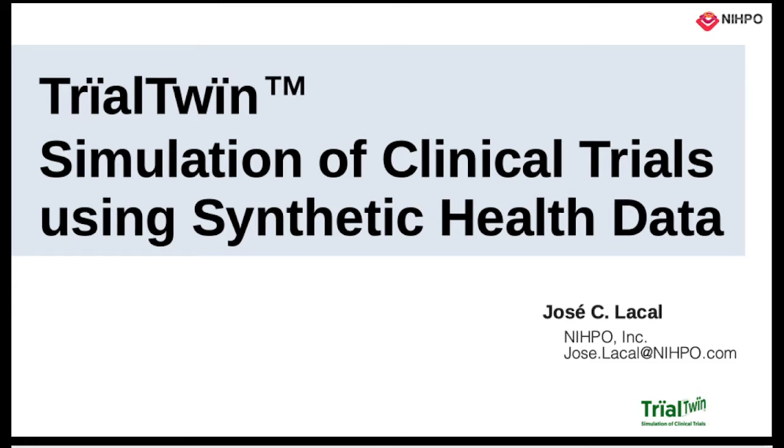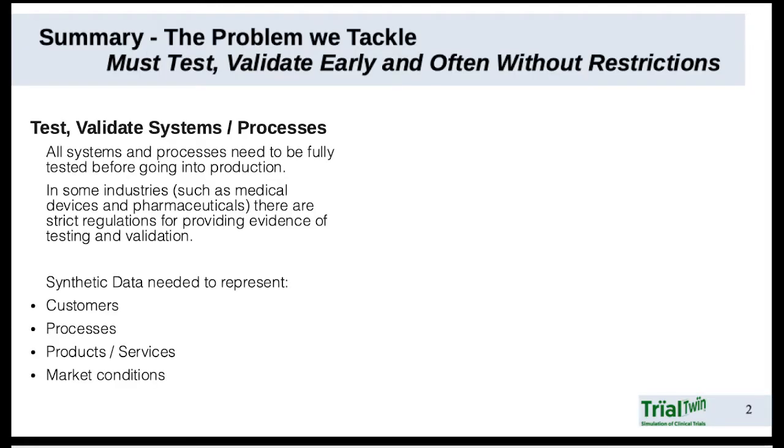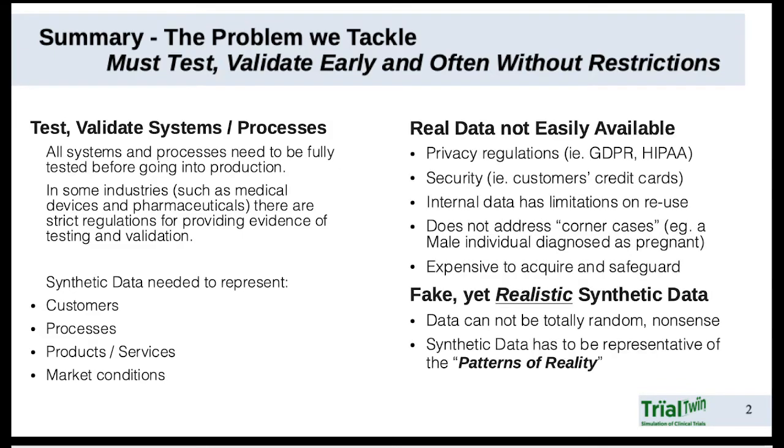What we're going to cover is, number one, the problem that we tackle with TrialTwin is that most companies need to test and validate early and often without restrictions. Working with companies in the pharma and medical devices space, we see that they need to test all their processes before they go into production, and there is a need for synthetic data to represent the customers, the processes, the products, and even the market conditions.